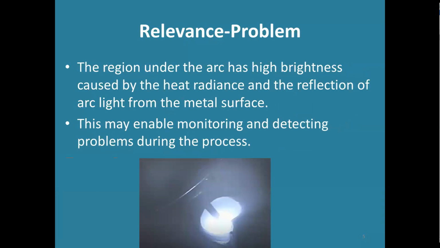Some problems may arise during this process. One of them is that the region under the arc has light brightness caused by the heat radiance and the reflection of the arc light from the metal surface. This may enable monitoring and detecting problems during the process. This picture shows you the nozzle of the robotic arc and the heat light during the welding process.